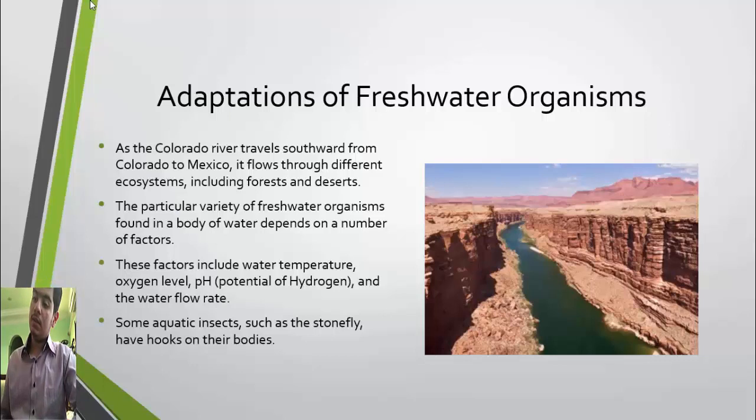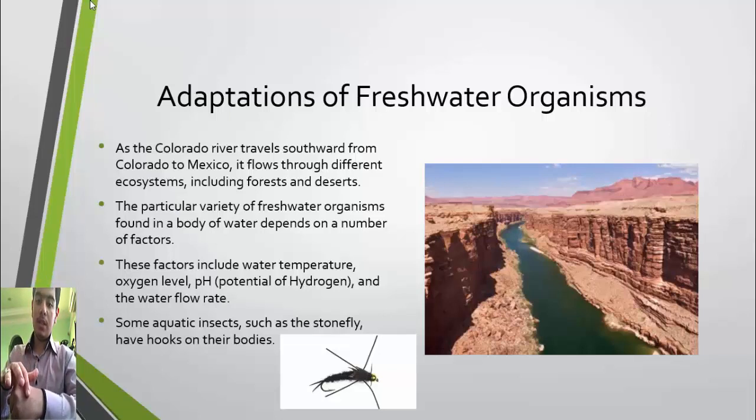Some aquatic insects such as stonefly have hooks on their body. Let's see. So this is a stonefly. They have hooks located behind on their body. Thank God we don't have the stonefly. It's really very dangerous. For example, if it goes into our skin, it may peel it off and we will have a lot of blood and infection. That's too bad. Thank God that this Gulf region doesn't have the stonefly, some of them.